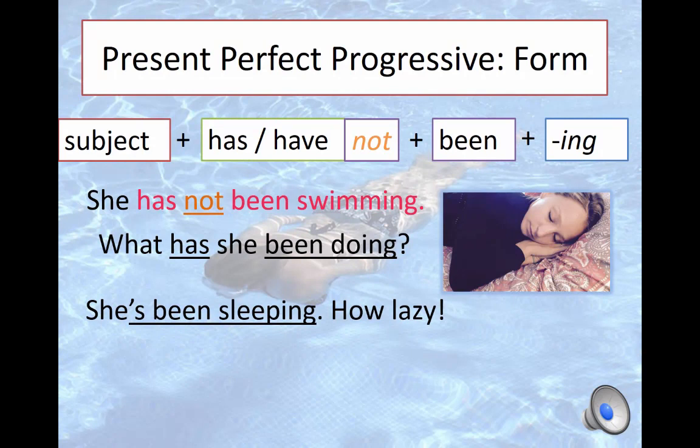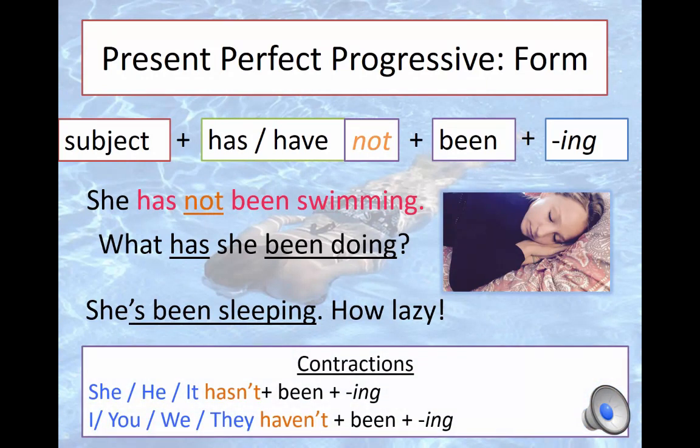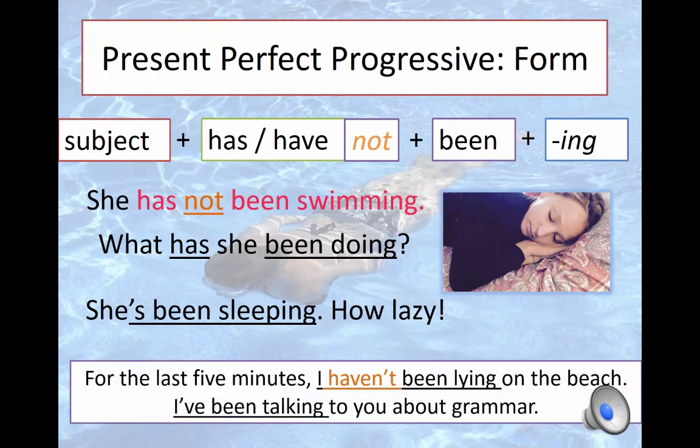We can also make negative contraction forms. She, he, it hasn't. I, you, we, they haven't, followed by been and ing. For example, for the last 5 minutes, I haven't been lying on the beach. I've been talking to you about grammar.